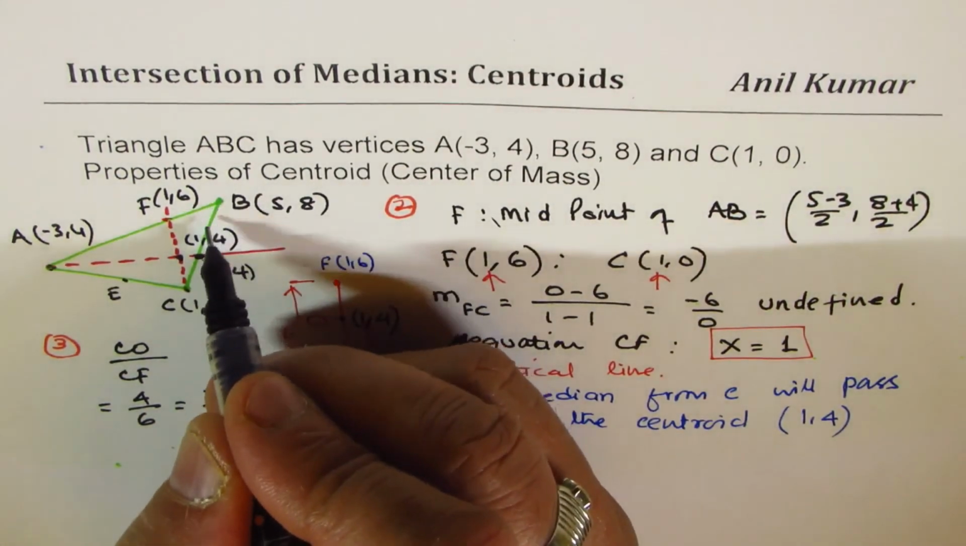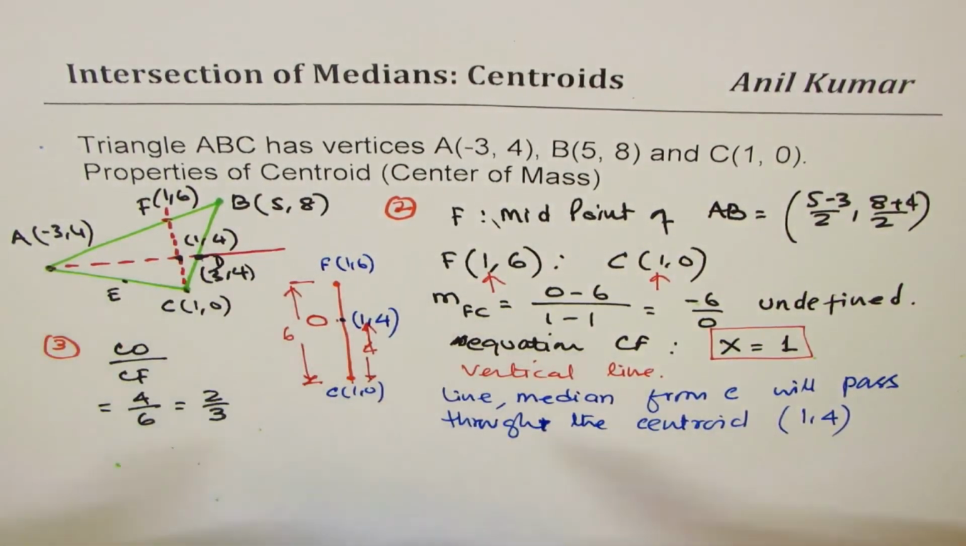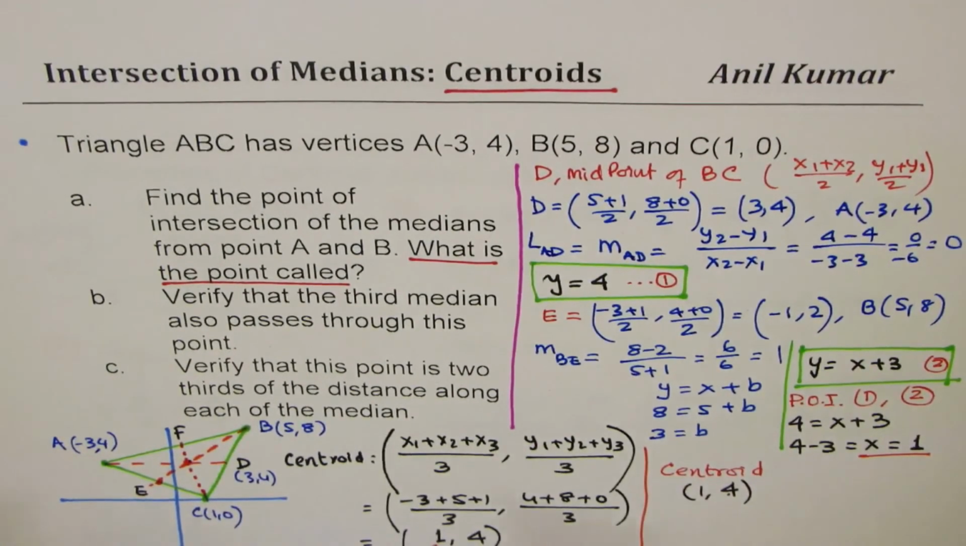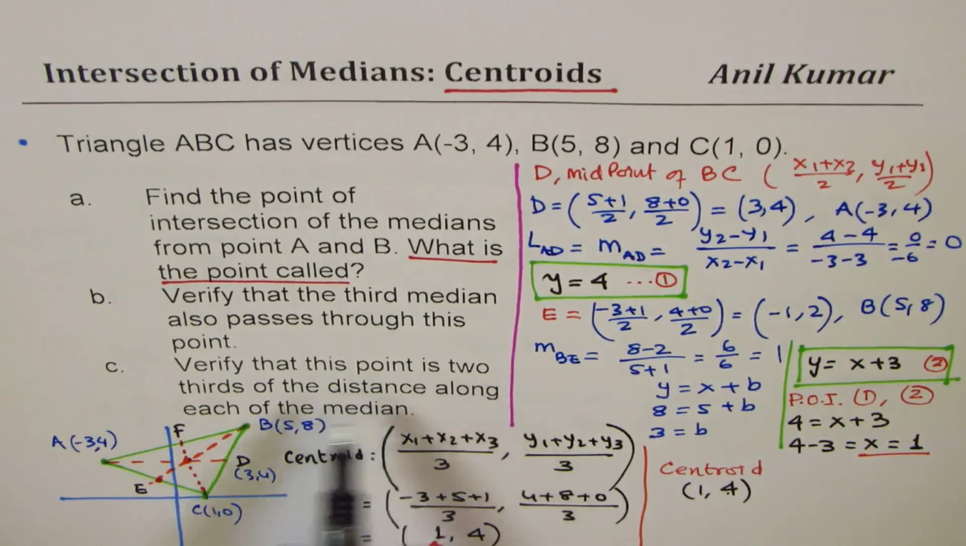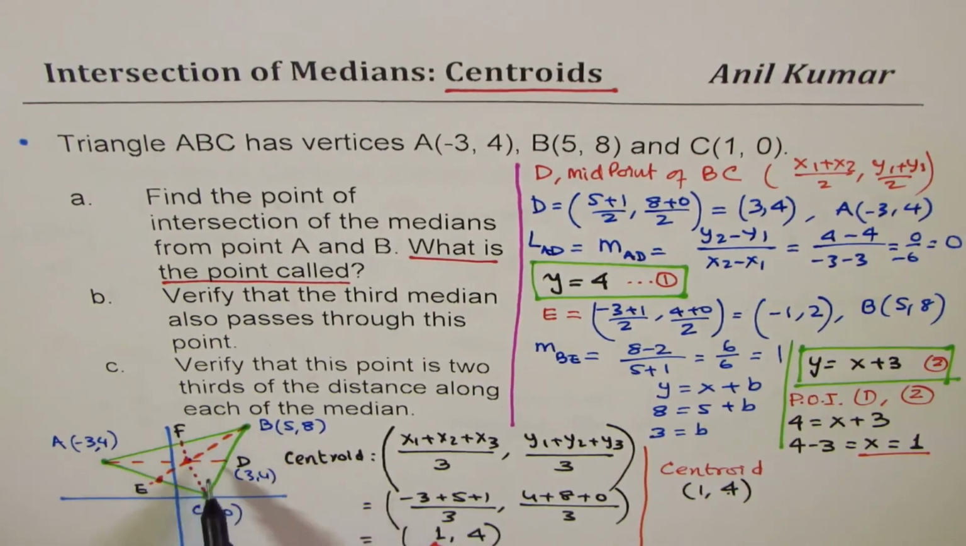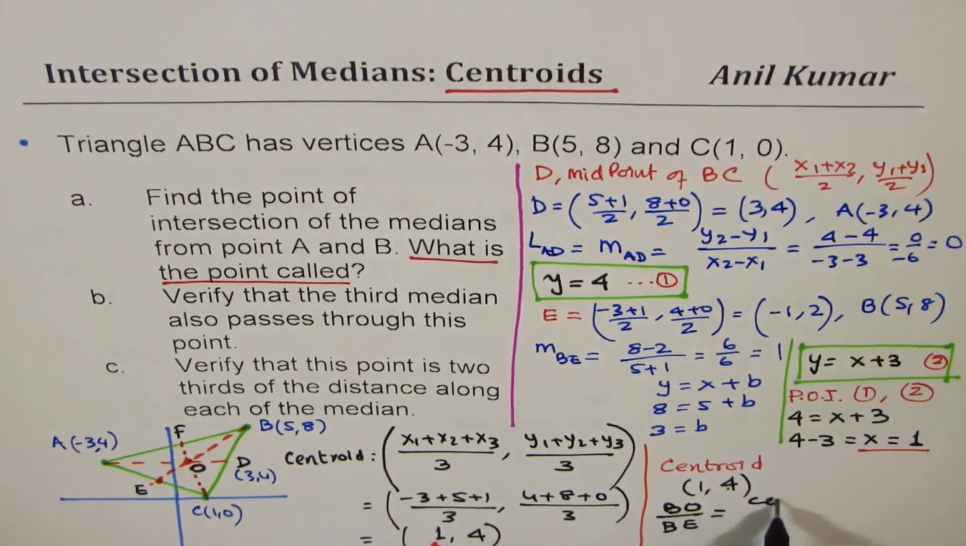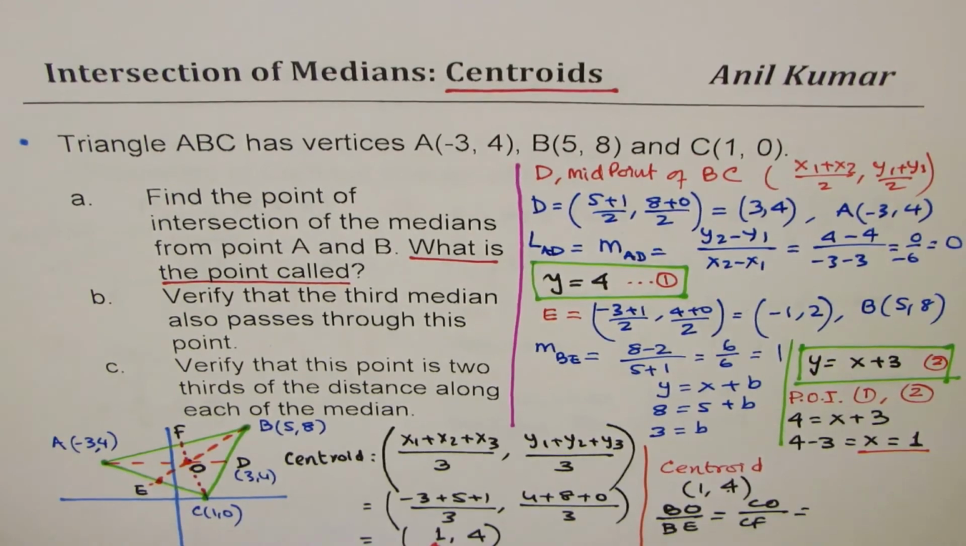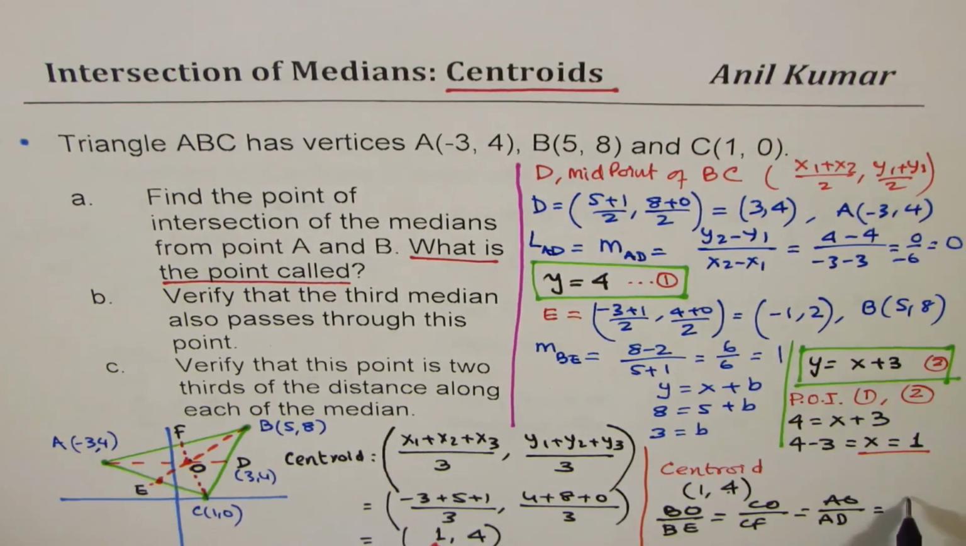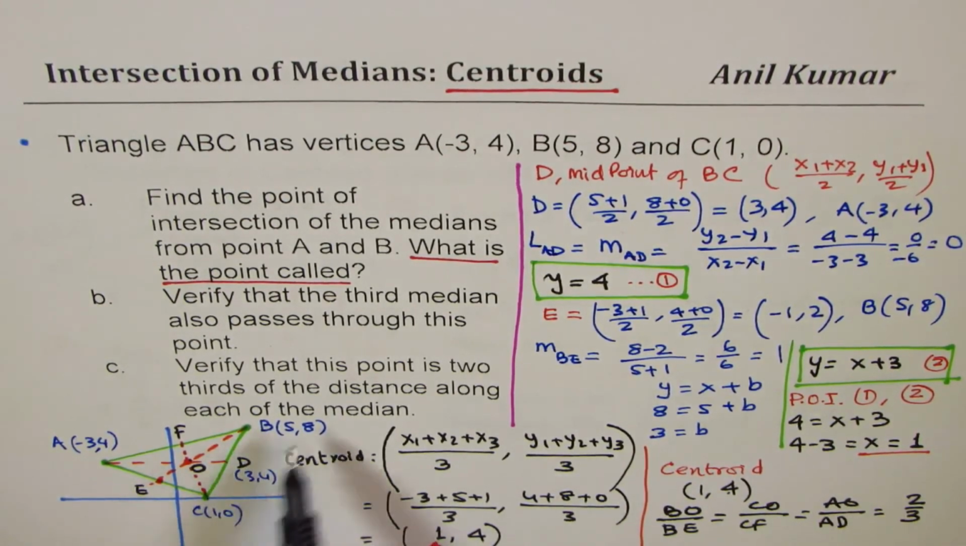So I would like you to verify from all these vertices, what I mean to say is part C, that this point is 2/3 of the distance along each median. So in this particular diagram, which is the better one, you can calculate that, calling this point O, BO over BE is equal to CO over CF, which is equal to AO over AD, which is equal to 2/3. Correct? So that is what you'll verify by finding the distance, and that's part C.